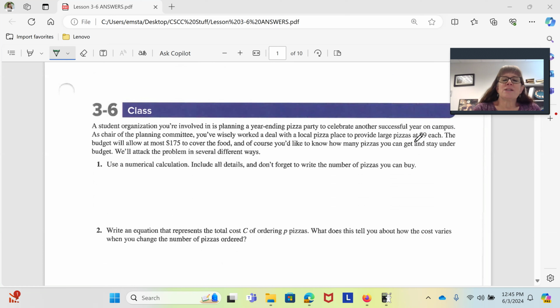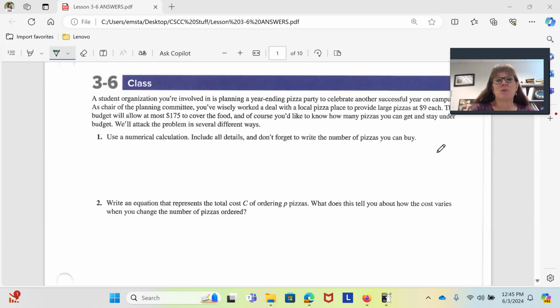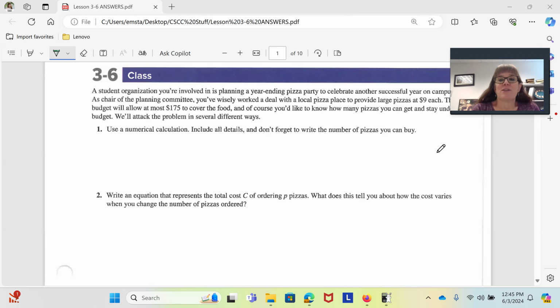It says a student organization that you're involved in is planning a year-ending pizza party to celebrate another successful year on campus. As chair of the planning committee, you've worked out a deal with a local pizza place to provide pizzas at $9 each. We're allowed to spend at most $175, so we want to figure out how many pizzas we can get.